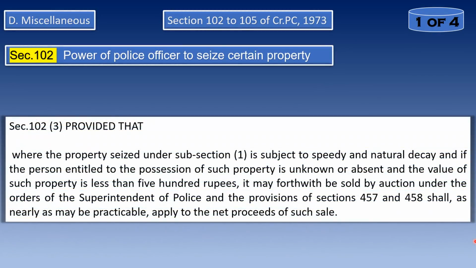Provided that means subject to condition. What condition is it? Let's go through it. Where the property seized under subsection 1 is subject to speedy and natural decay, and if the person entitled to the possession of such property is unknown or absent, and the value of such property is less than 500 rupees, it may forthwith be sold by auction under the orders of the Superintendent of Police, that is SP, and the provisions of section 457 and 458 shall, as nearly as practicable, apply to the net proceeds of such sale.